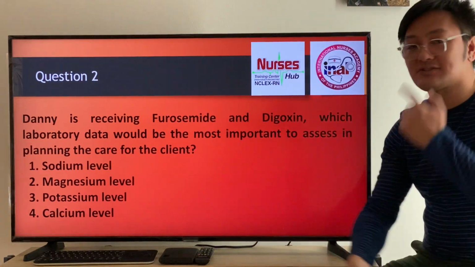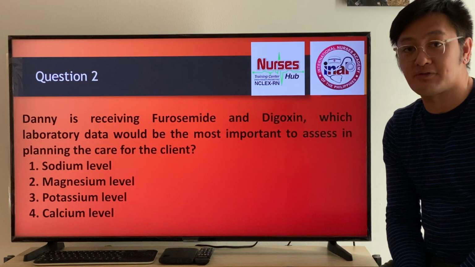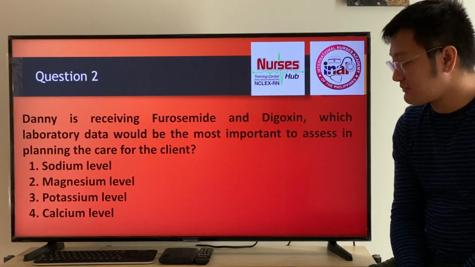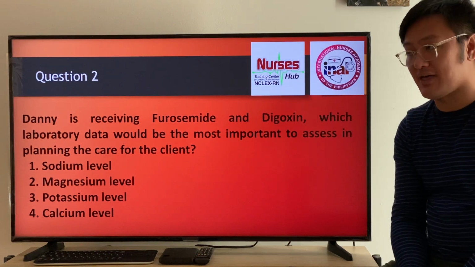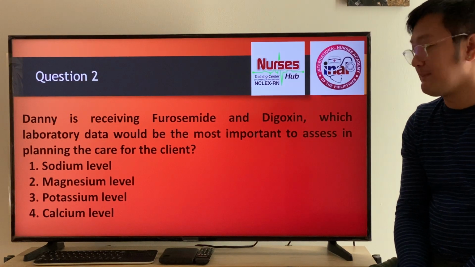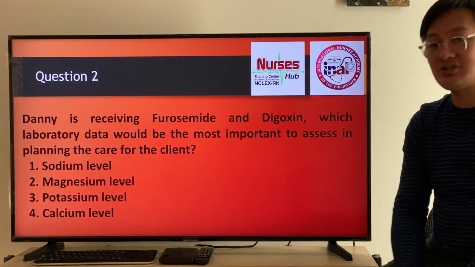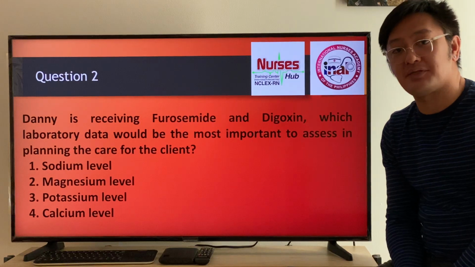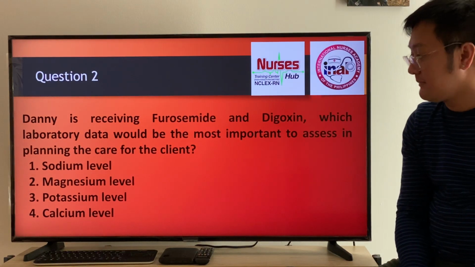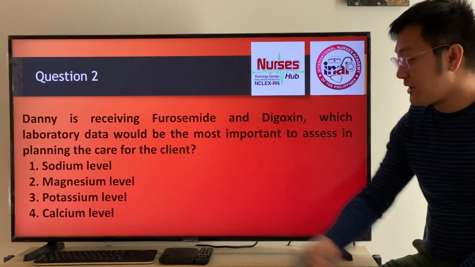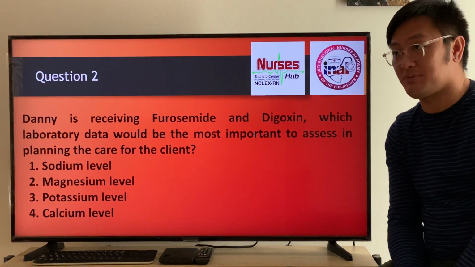The normal sodium level ranges from 135 to 145. Magnesium level is 1.8 to 2.7, other book 1.5 to 2.5 milligrams per deciliter. Potassium is 3.5 to 5.0, other book 3.5 to 5.5 milliequivalents per liter. The normal calcium, I said that it's 8.5 to 10.5.